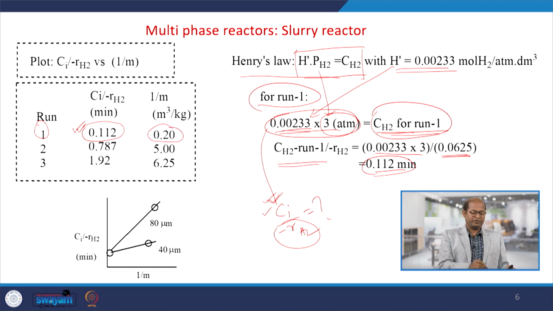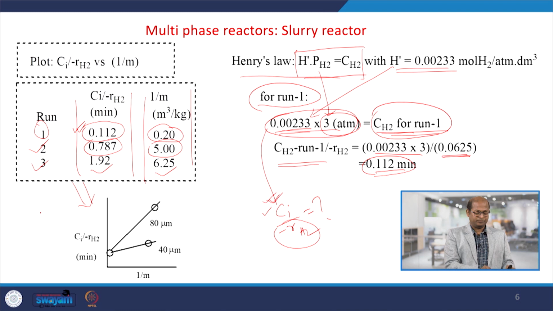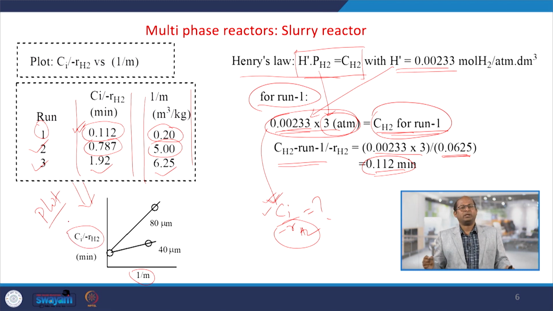Similarly, for run 2 and run 3 also we can find out Ci by minus R hydrogen, and 1 by M. So, now we have the 3 different consecutive runs, 1, 2 and 3, with these values. Now if we plot, the x axis is 1 by M and the y axis is Ci by minus R H2.